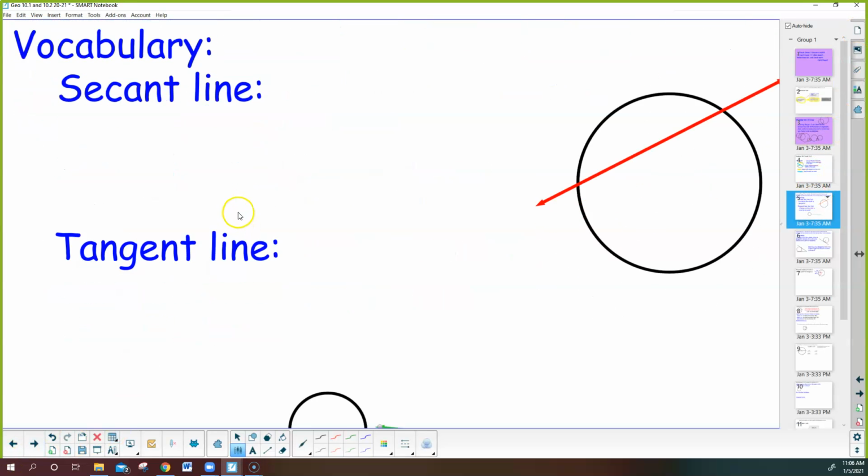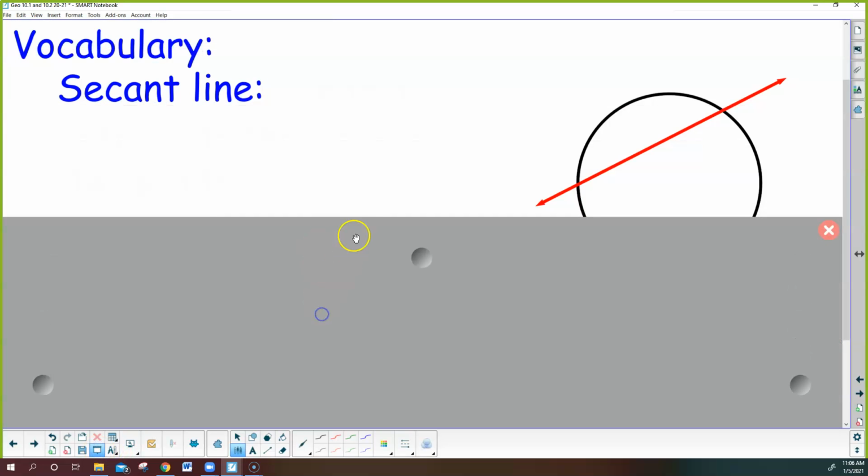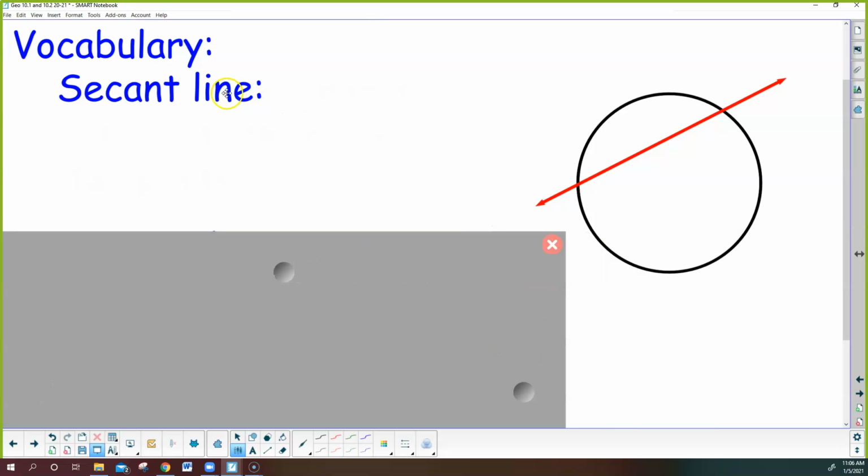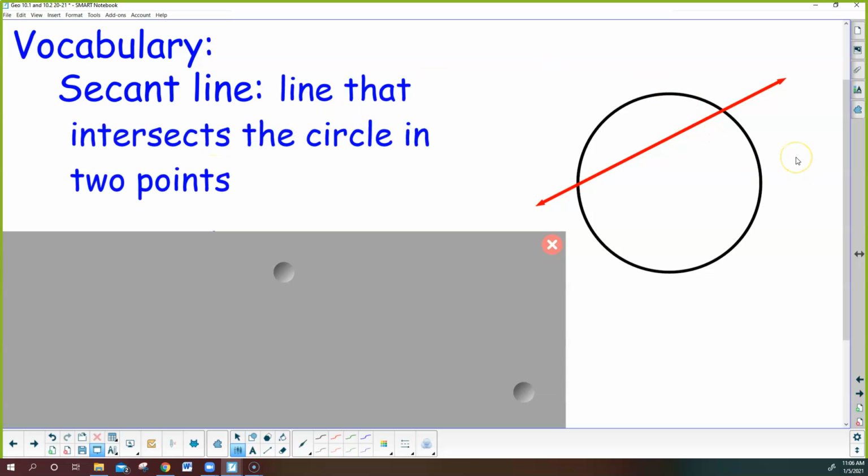Now let's look at these pieces here. And this is pretty important, not just for geometry. We actually use this idea in calculus, pre-calculus. It comes up quite often. So hopefully you have a strong connection to our definition of secant and tangent lines today. All right, what is a secant line? Well, a secant line is a line that intersects the circle at 2 points.